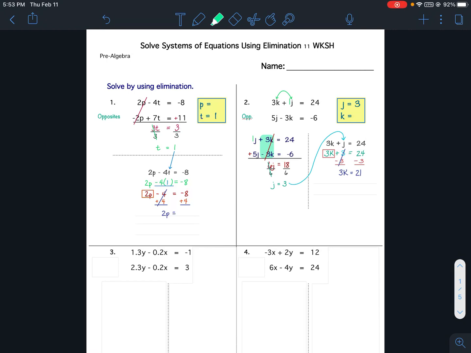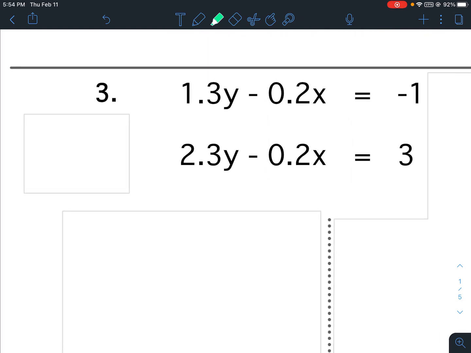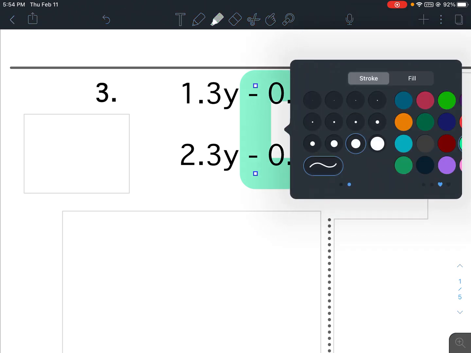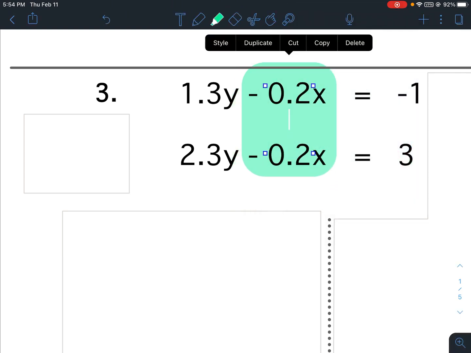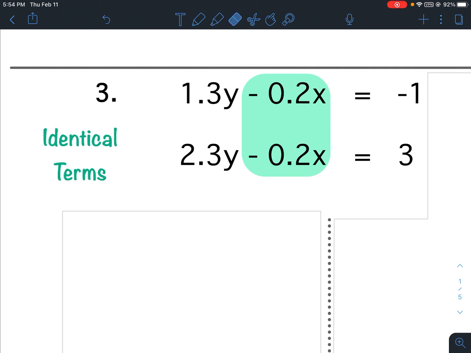Solve systems of equations using elimination, lesson 11 worksheet. Question number 3. Do we have opposites, identical terms, multiples, or none of the above? Well, when I look at this, I see negative 0.2x and negative 0.2x, meaning that it is the exact same thing. So I'm going to go ahead, box that there. I have identical terms.